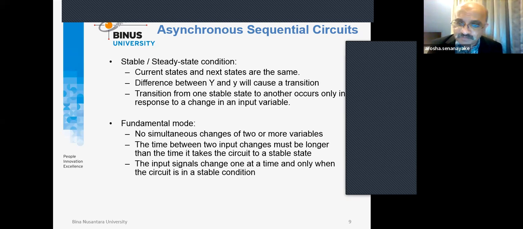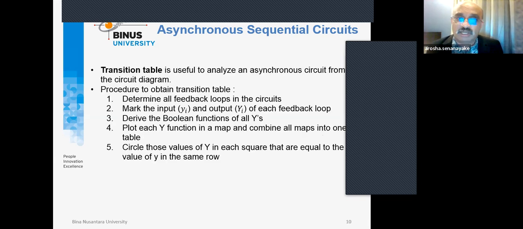So very important. The input signals change one at a time, and only when the circuit is in a stable condition. As long as we follow this, the circuit will not go into what we can call, within inverted commas, hazardous conditions. We are going to learn about hazardous conditions. If you violate this, that might cause hazardous conditions, but there are many other possibilities that can happen. You will know in a short while.